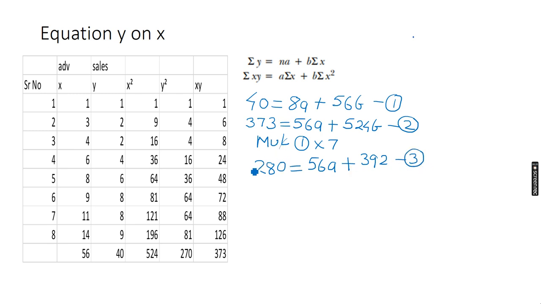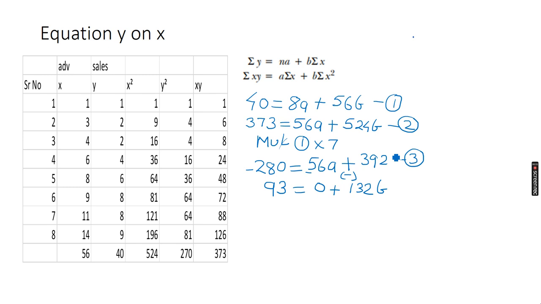Now subtract equation 3 from 2. So I put a negative sign in all the three places. So 373 minus 280 should be 93. 56a minus 56a becomes 0, plus 524 minus 392 should add up to 132b.